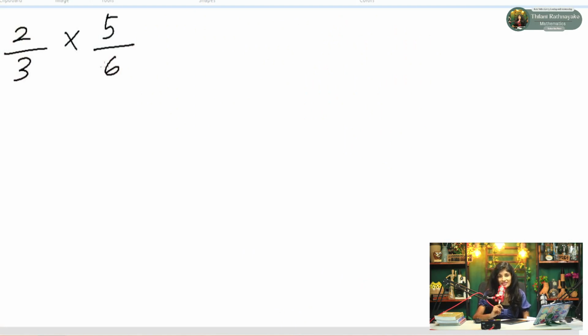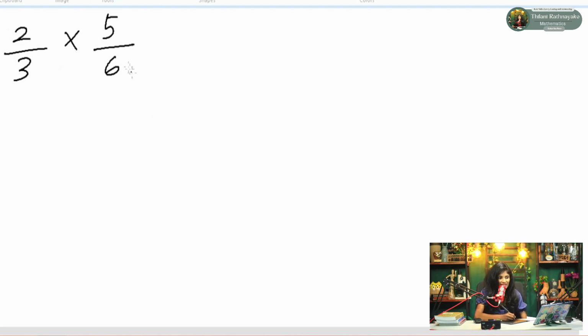The first thing we are going to do is check if there is anything we can simplify in numerator and denominator. A same denominator or else the same numerator can be cut off. No, so we are going to check 2 and 3, we can't simplify, 5 and 6 we can't simplify, and also we can simplify these things diagonally also.